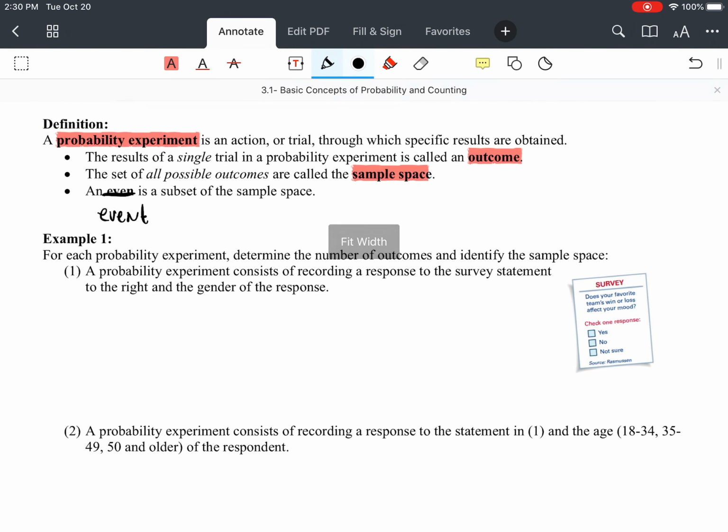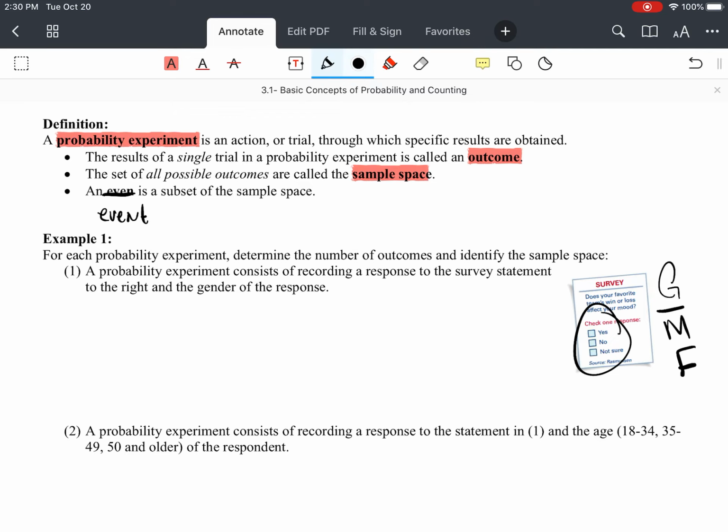Okay, so taking a look at number 1, it says for each probability experiment, determine the number of outcomes and identify the sample space. Part 1, a probability experiment consists of recording a response to the survey statement to the right and the gender of the response. We have three possibilities through this survey, and then we have 2 possibilities when dealing with gender: male or female.